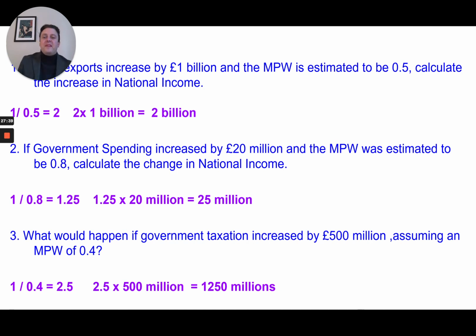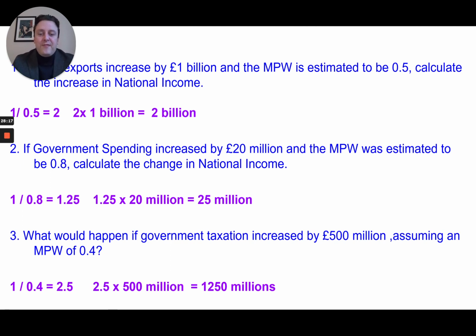So the first one, if exports increase by 1 billion and the marginal propensity to withdraw is 0.5, you can easily figure out that the multiplier is 2, 1 divided by 0.5. So 2 times 1 billion would be 2 billion. If the government spending increased by 20 million and the marginal propensity to withdraw was 0.8, calculate the change in national income. So 1 divided by 0.8 is 1.25. 1.25 times 20 million is 25 million.